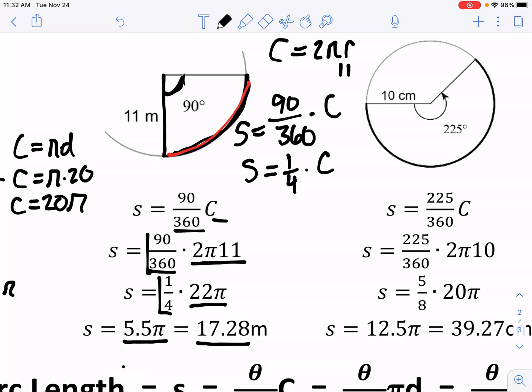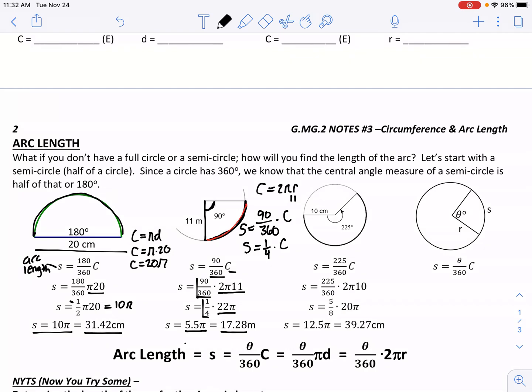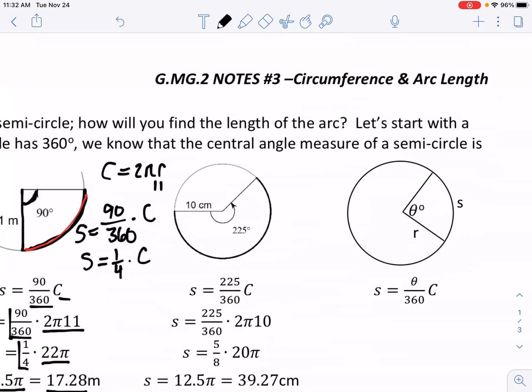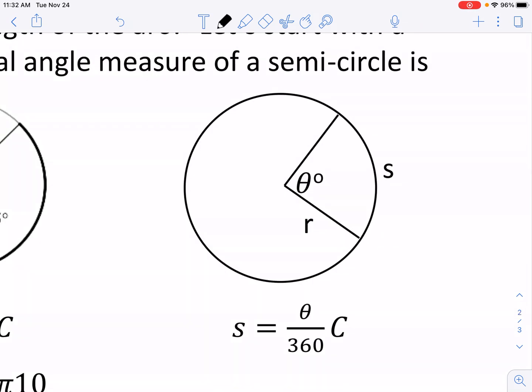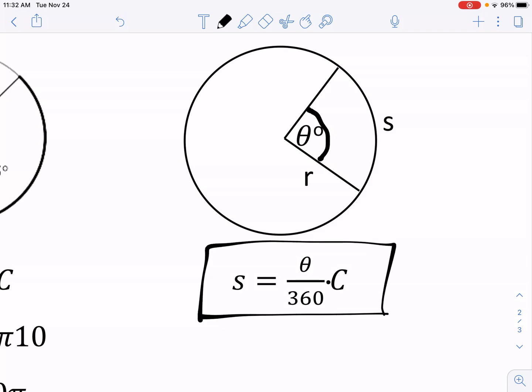Okay, so that's how we can find the arc length of any given sector of the circle that we're looking at. And so what they come up with here, that pattern, is that we can take the central angle, whatever that central angle is, over 360 times the circumference of the entire circle, and this will always give us the arc length. Okay, so this is the equation we want to use when we're looking for arc length. Take the central angle divided by 360, multiplied by the circumference of the entire circle, and that would give us the arc length that we're looking for.